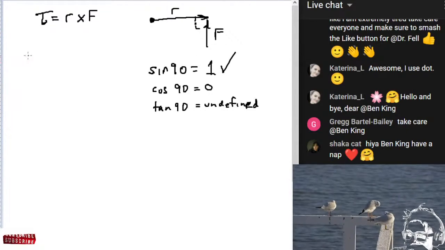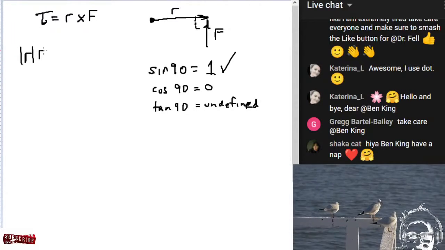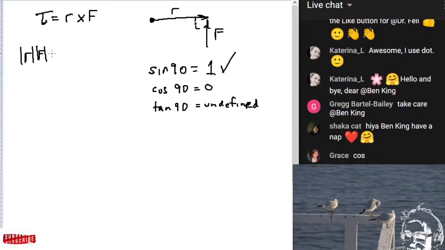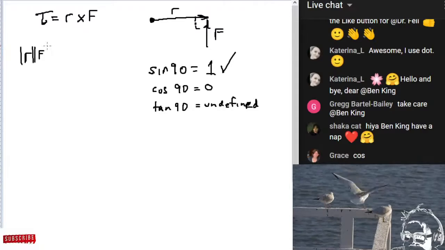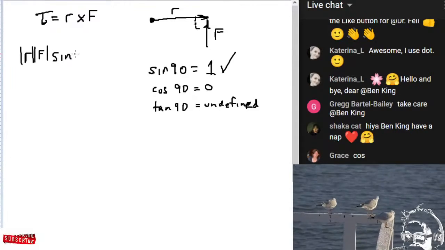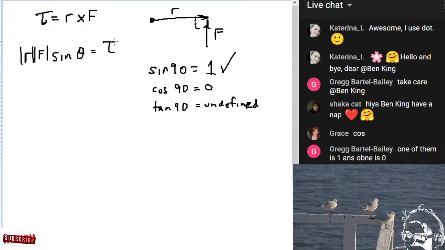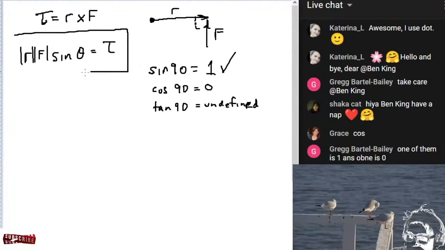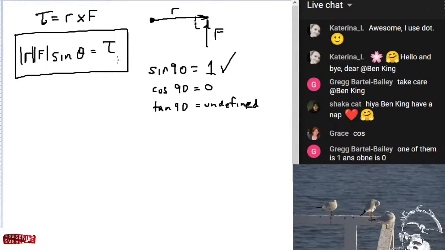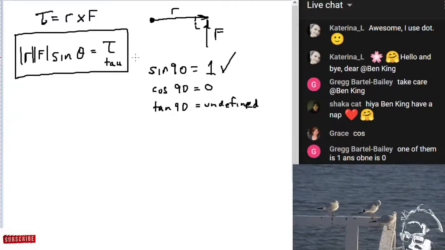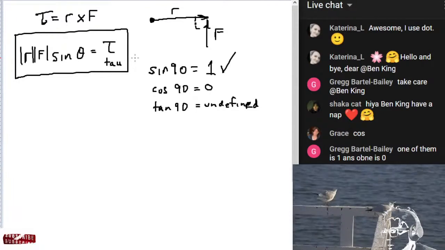So R cross F really means take R, the absolute value of it, take F, the absolute value of that, and you multiply by the sine of the angle between R and F, and that's your torque. So that's how we calculate torque. And this T here is written as a tau. That's the Greek letter tau that we use to indicate torque.